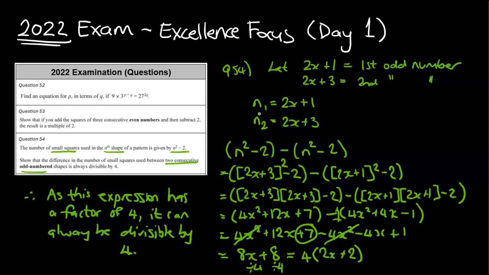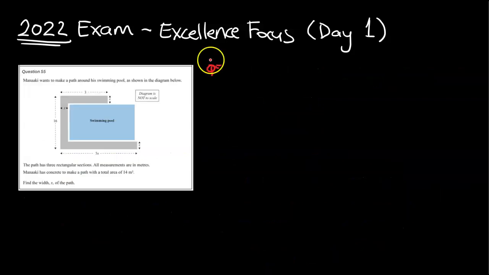There we go. So we're done with this question. We are now on to question number 55. We've got a path around a swimming pool. The path has 3 rectangular sections.